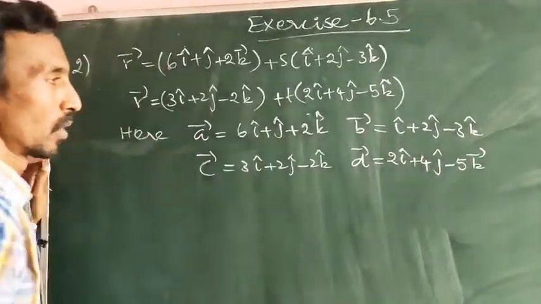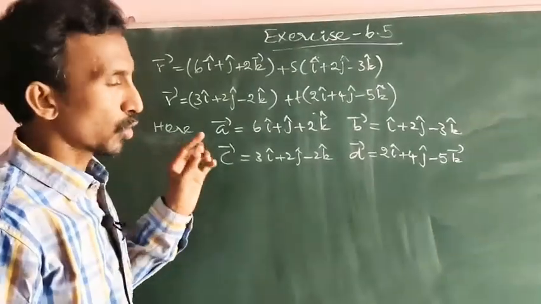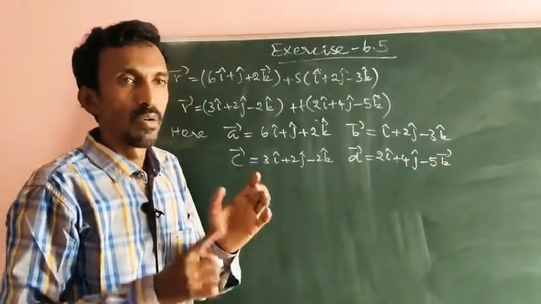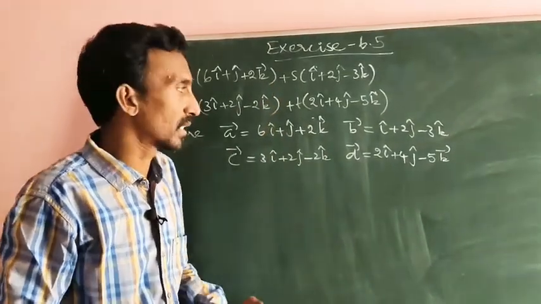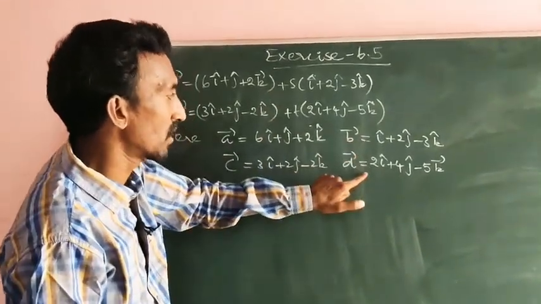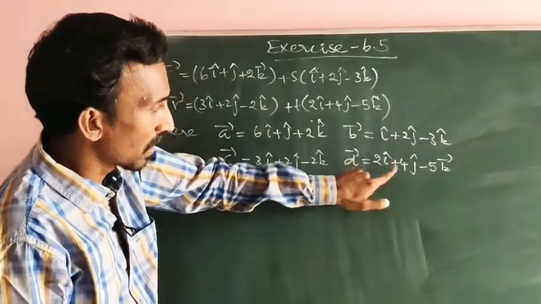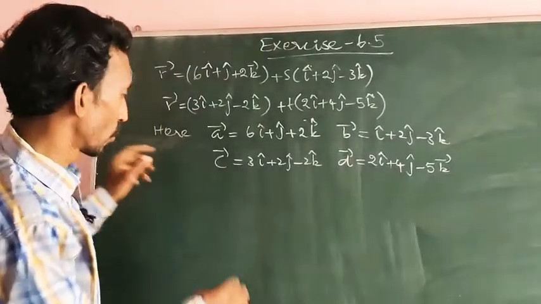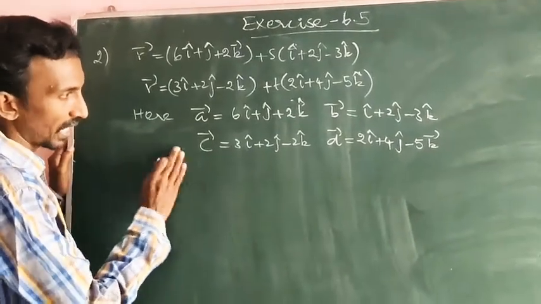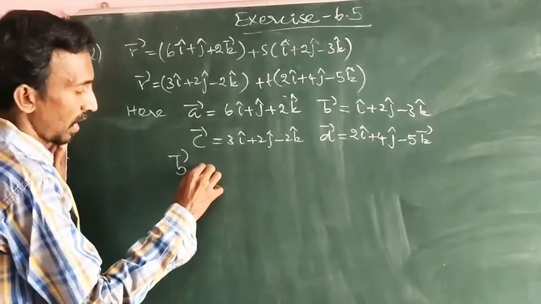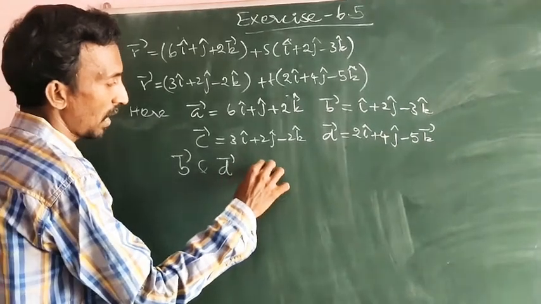So first, to prove they are skew lines, check whether they are parallel or not, then check the condition of intersection. Just observe b vector and d vector. One is not a scalar multiple of the other, so clearly b vector and d vector are not parallel.